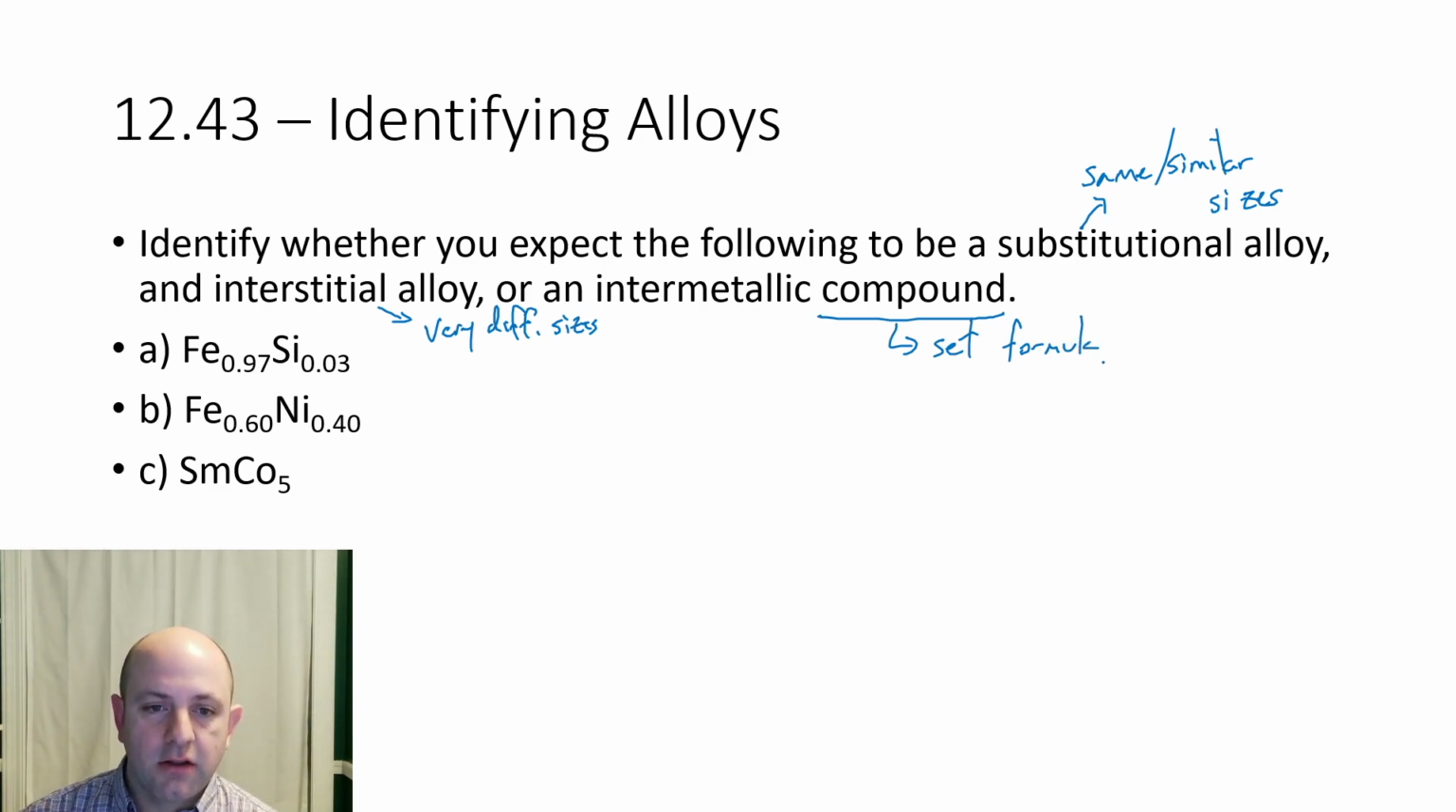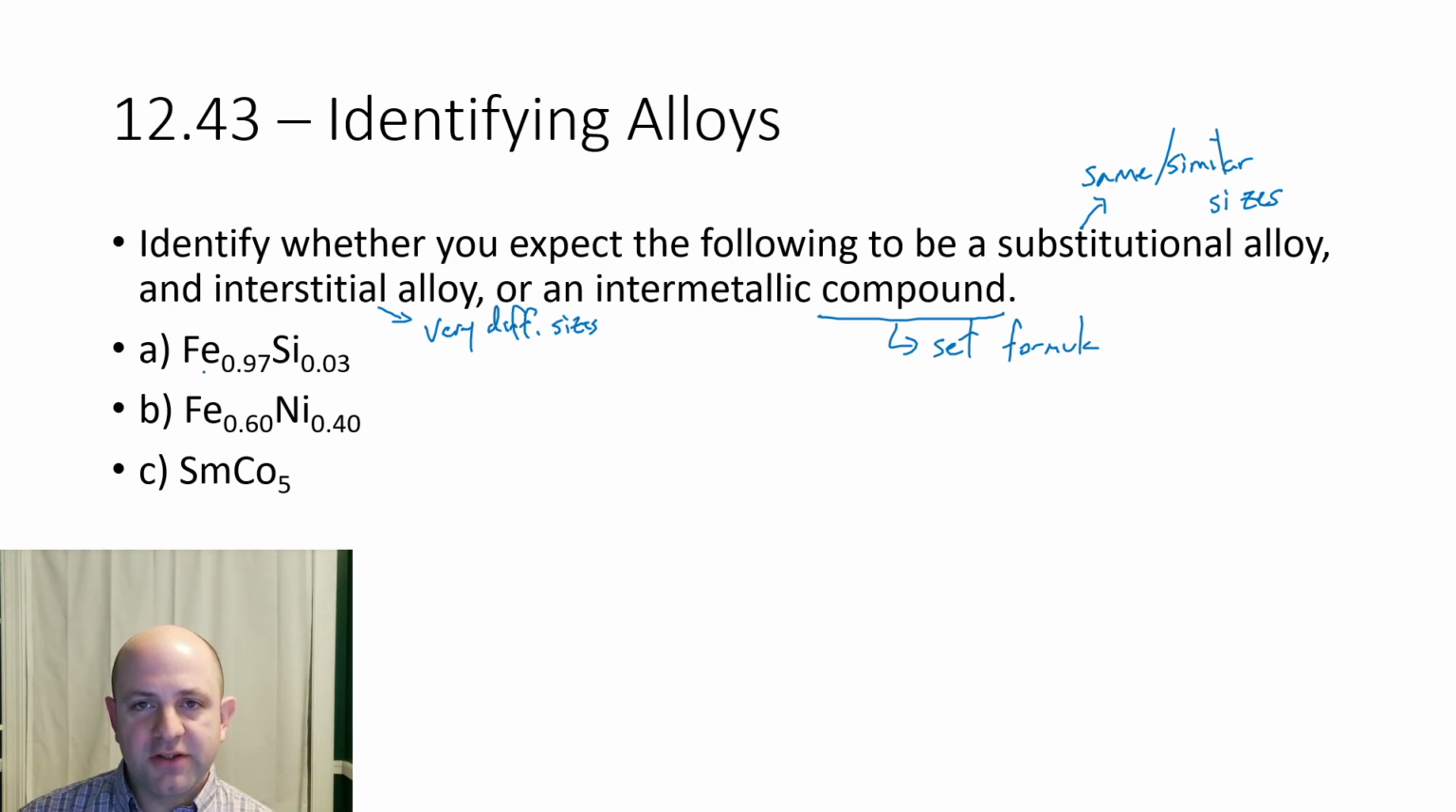These things are set. So if we look here at this iron and silicon alloy, the fact that it's 0.97 and 0.03, that really doesn't matter too much. It does kind of point towards one, but it's not the deciding factor. The important part is looking at where is iron and where is silicon on the periodic table.